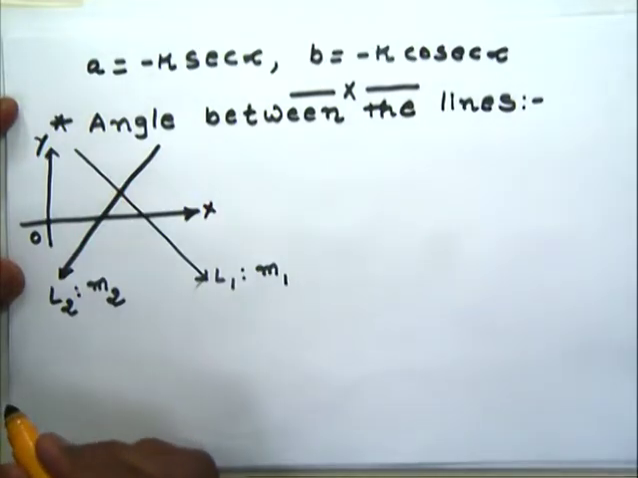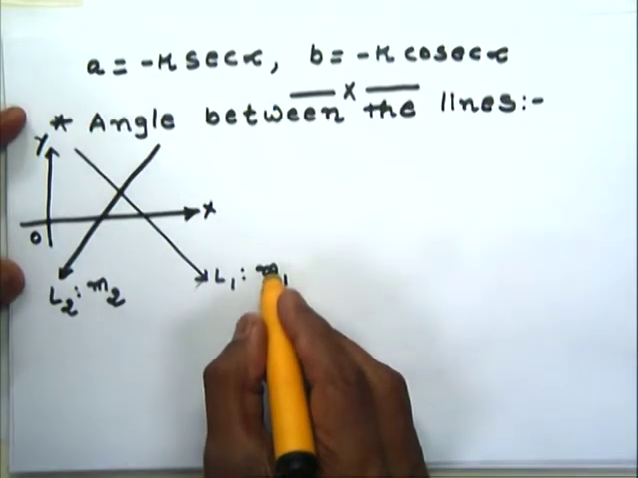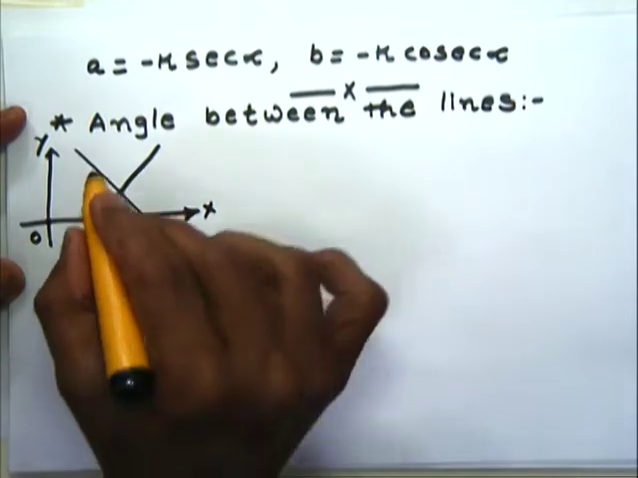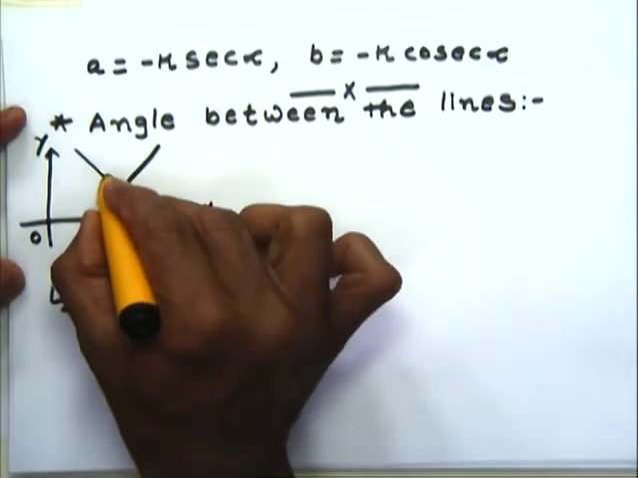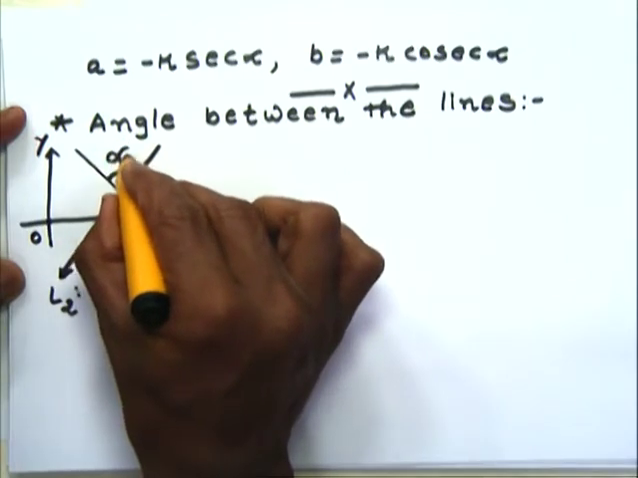That is, we are having two equations of the lines, and from those two equations I can always find slope number 1, slope number 2. Suppose the acute angle between the lines is alpha.